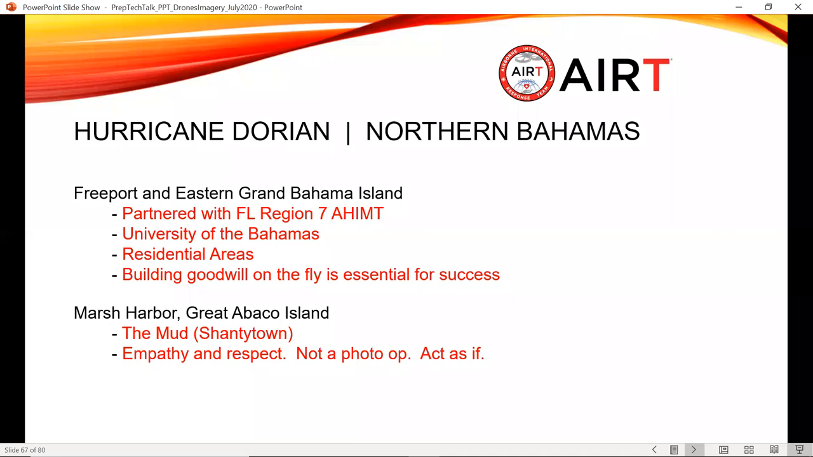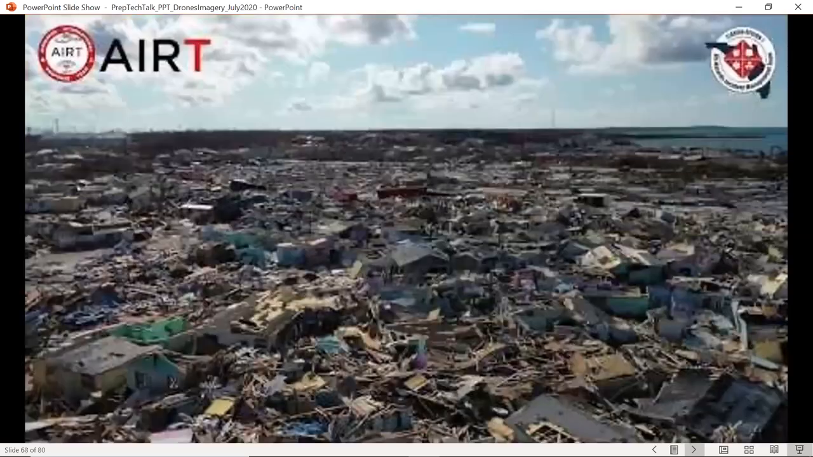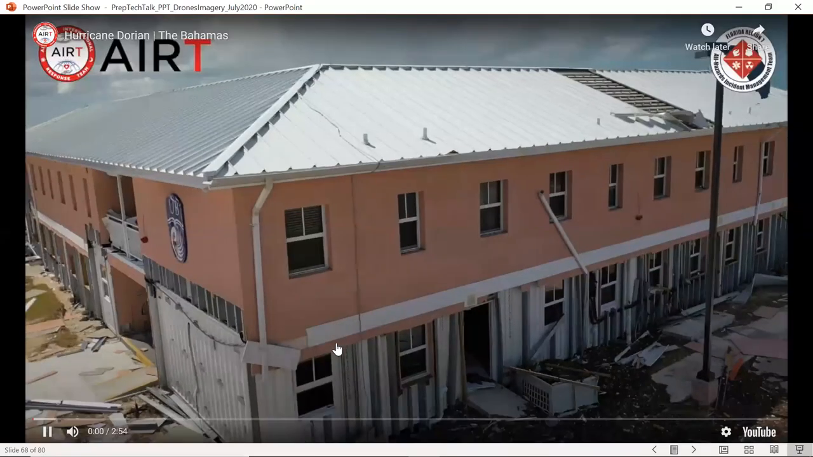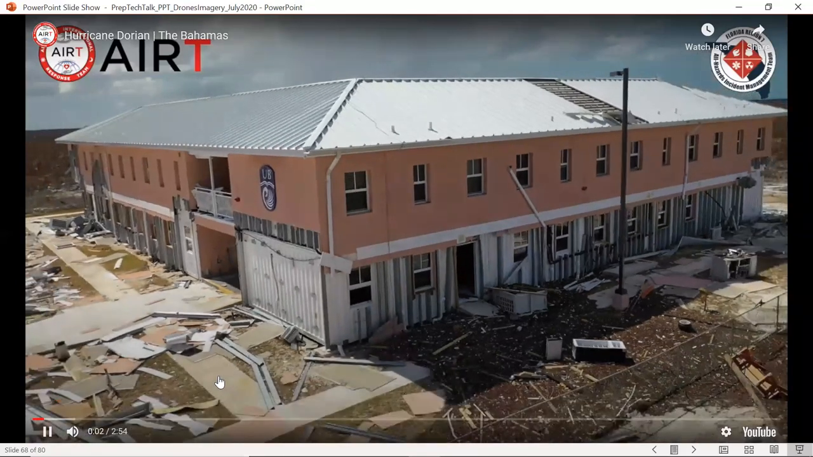It's unlike the U.S. where we have supplies flowing in from the internet, the interstate highway system. On an island like in the Bahamas, it's really airlift and a little bit of sea lift, and it's few and far between. So it really gave us a lot of respect for dealing with those types of situations and learning how to operate unmanned systems in those types of situations. So this is the video, just a short reel we shot from Hurricane Dorian in the Bahamas.